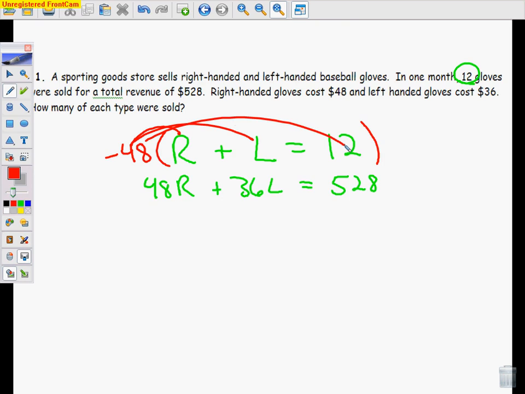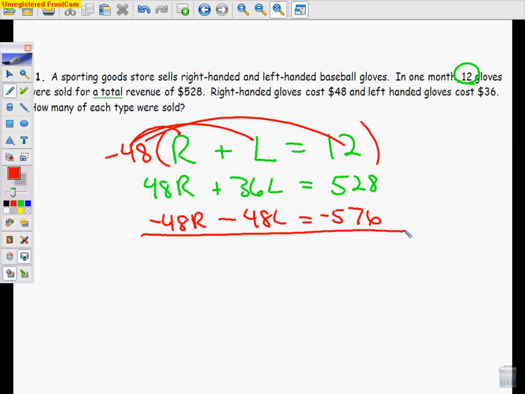So the new top equation is going to be negative 48R minus 48L. And then negative 48 times 12, that's negative 576. Okay? Now I'm just going to go ahead and add these two equations down now. Okay, so here the r's cancel. 36 minus 48, that's negative 12, so we have negative 12L. And 528 minus 576, that's negative 48.